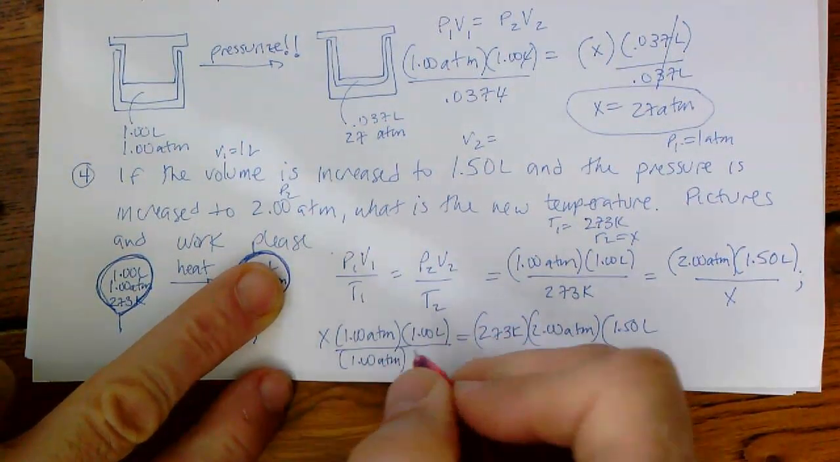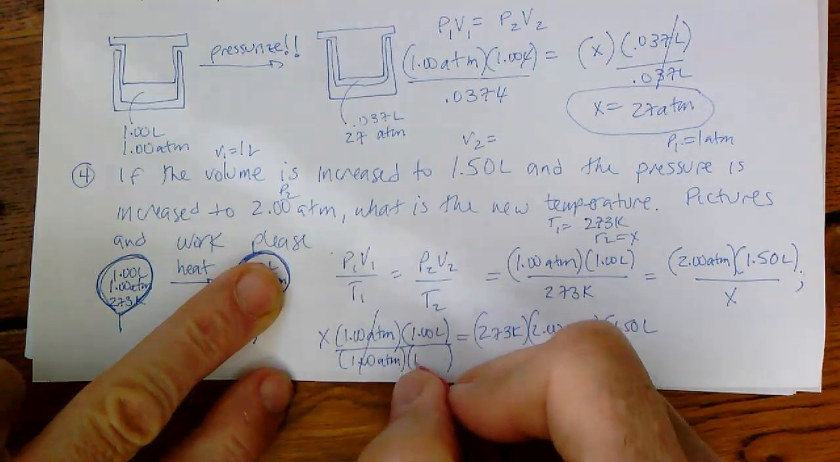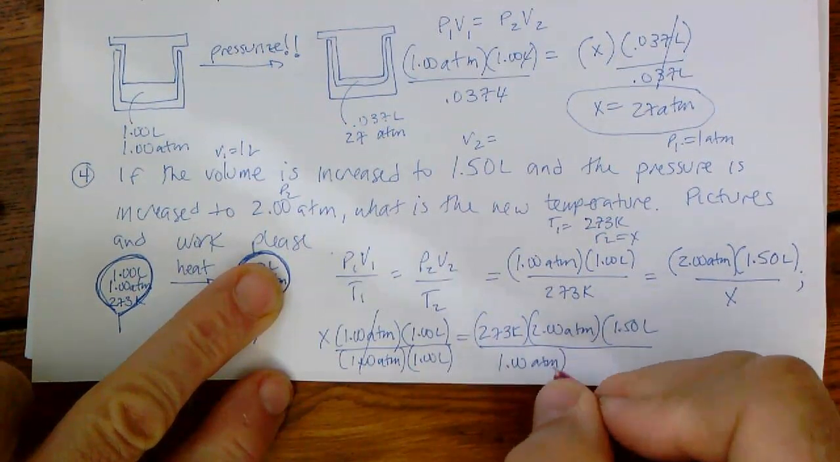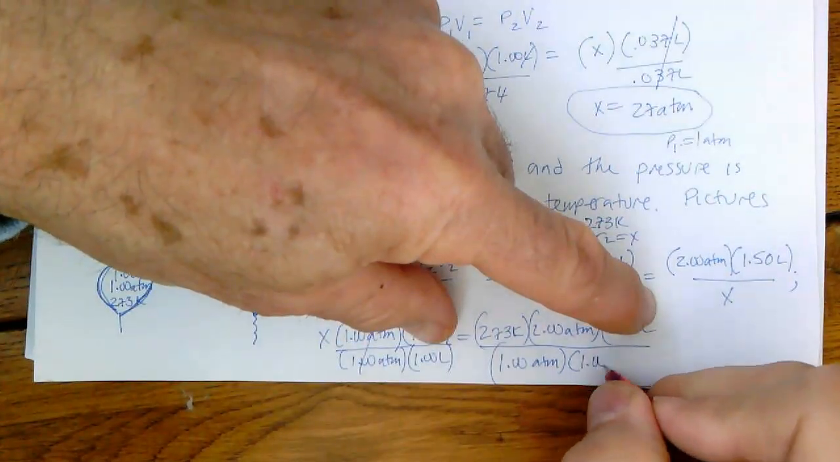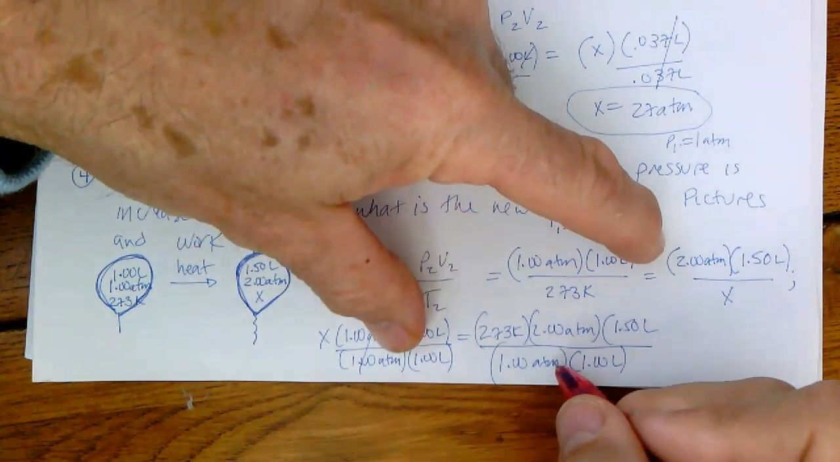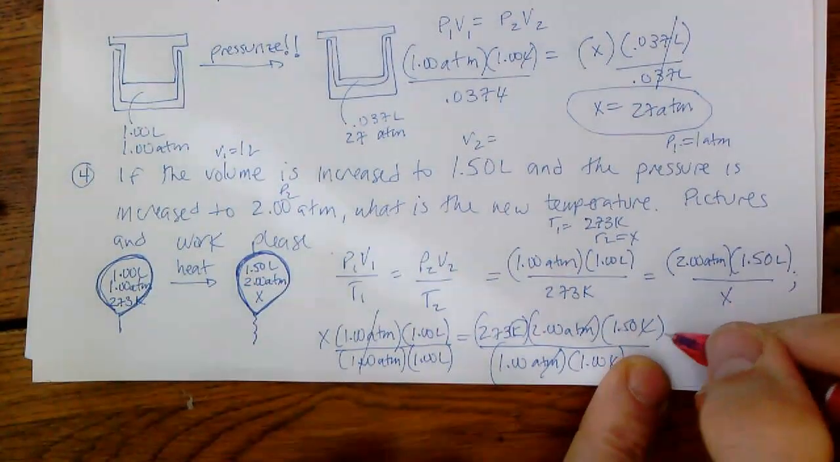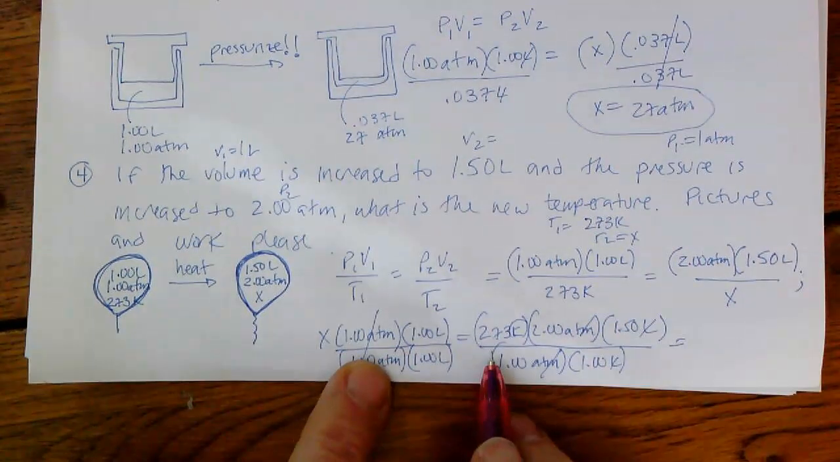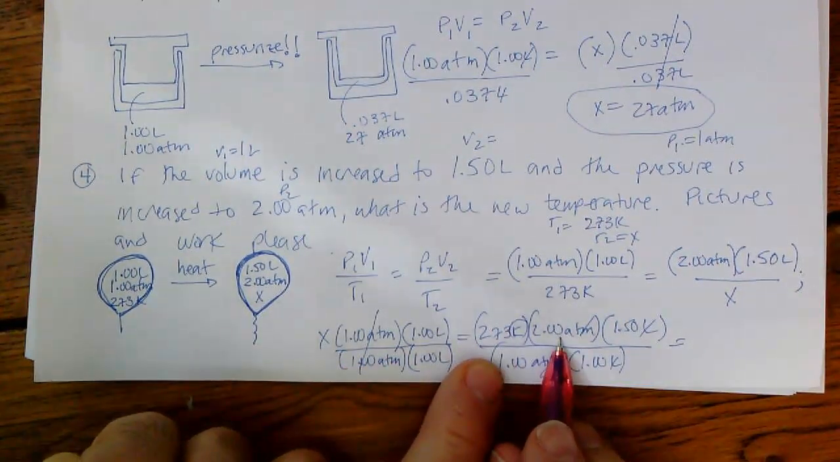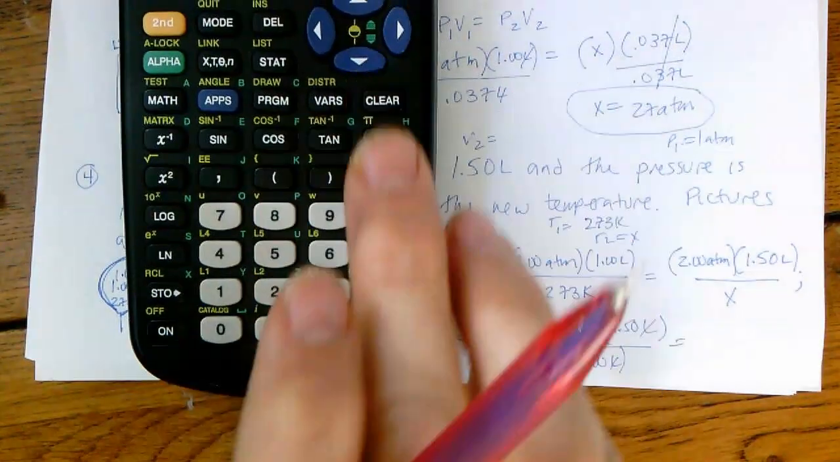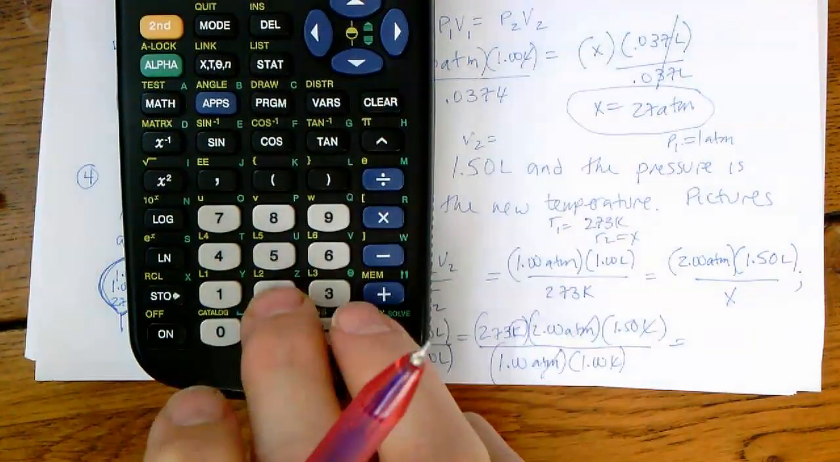1.00 atmospheres is gone. Also divide both sides by 1.00 liters. Let's do it. 1.00 atmospheres times 1.00 liters. Good. Look how that atmospheres cancels. Liters cancels. We are going to get Kelvin, which I like. That shows me my setup is good. And we simply have 273 times 2 times 1.5 should give us our answer because everything else is divided by 1. So clear it out.